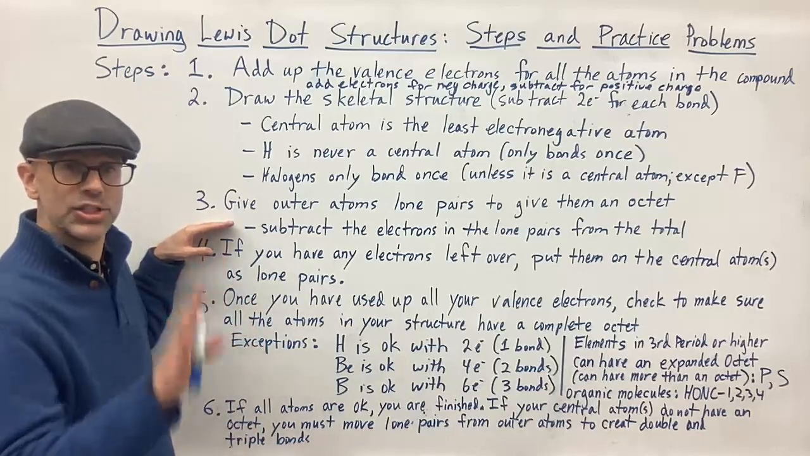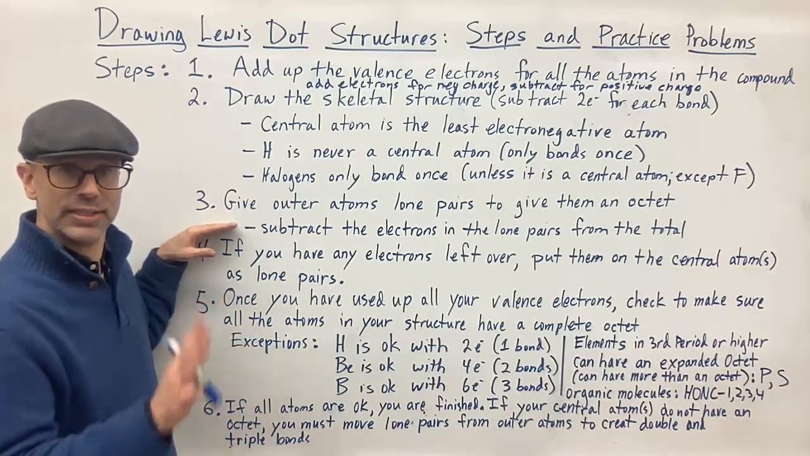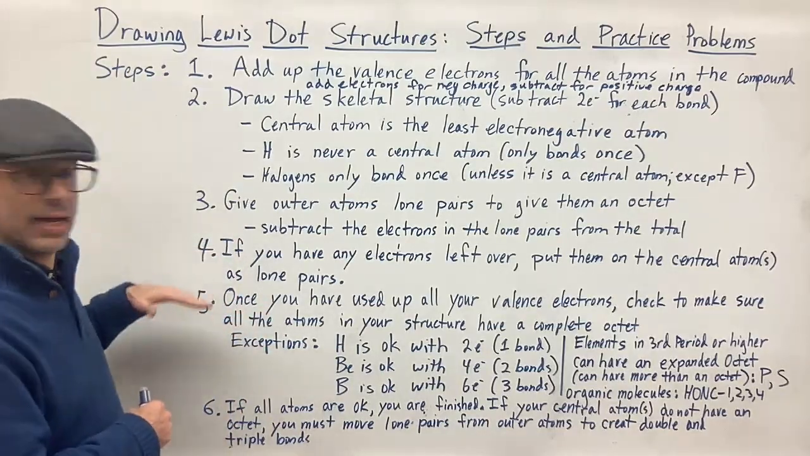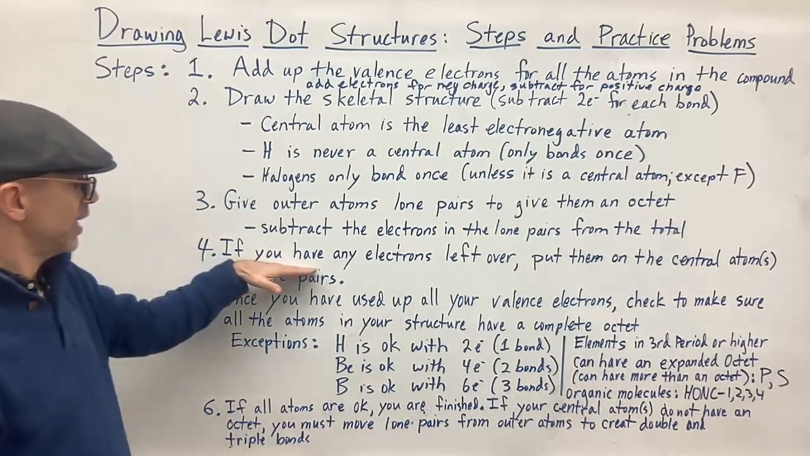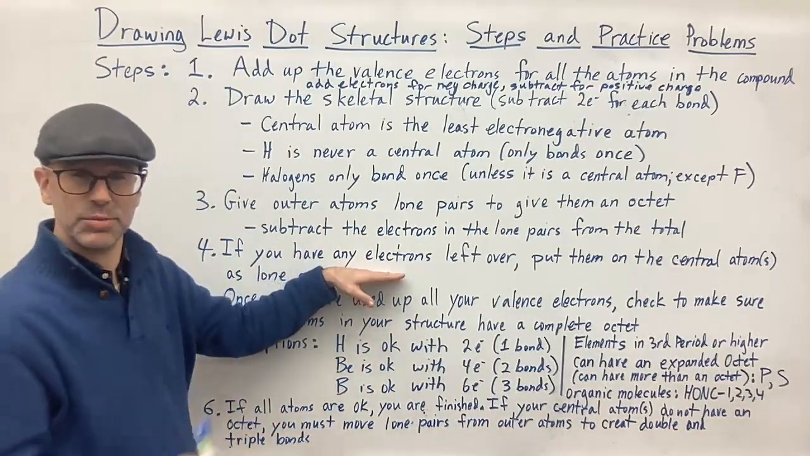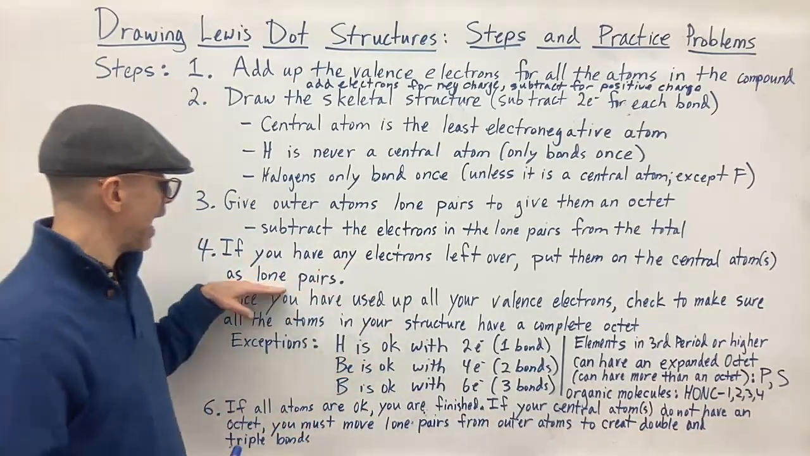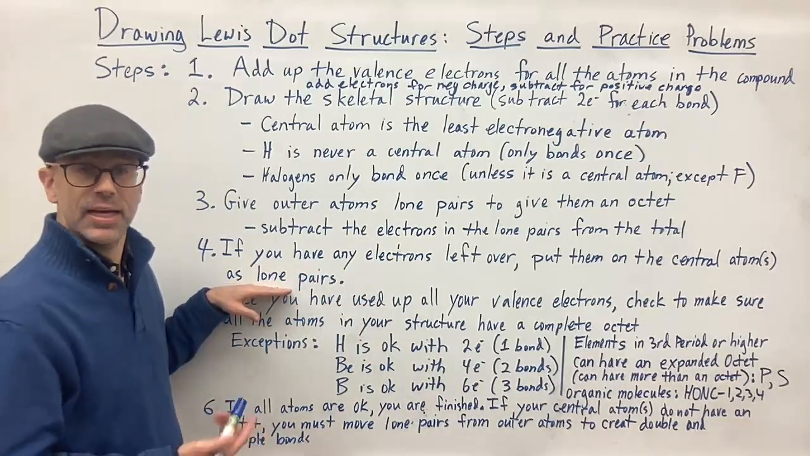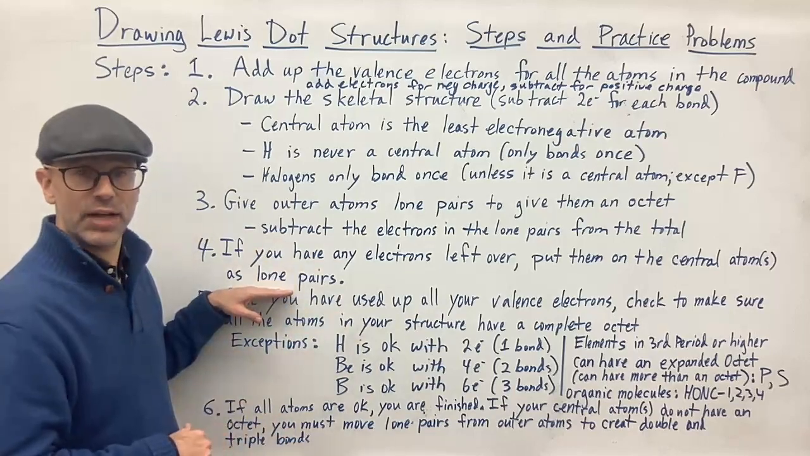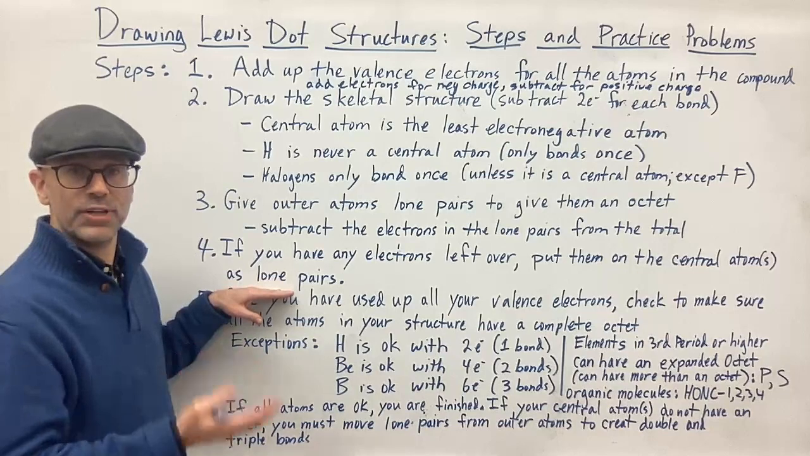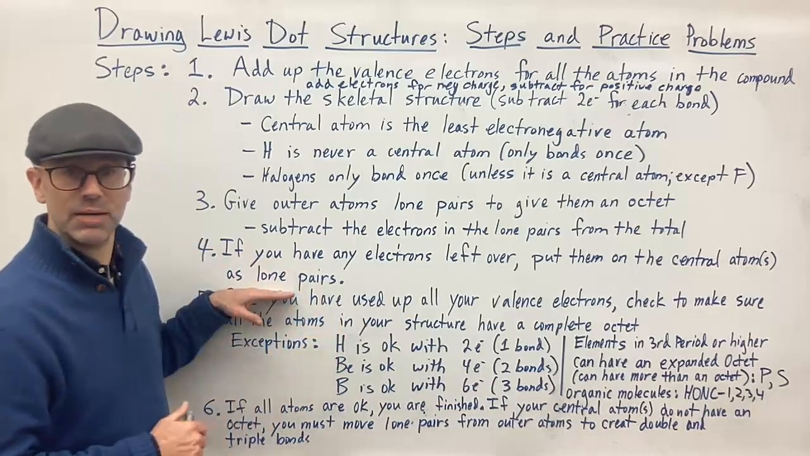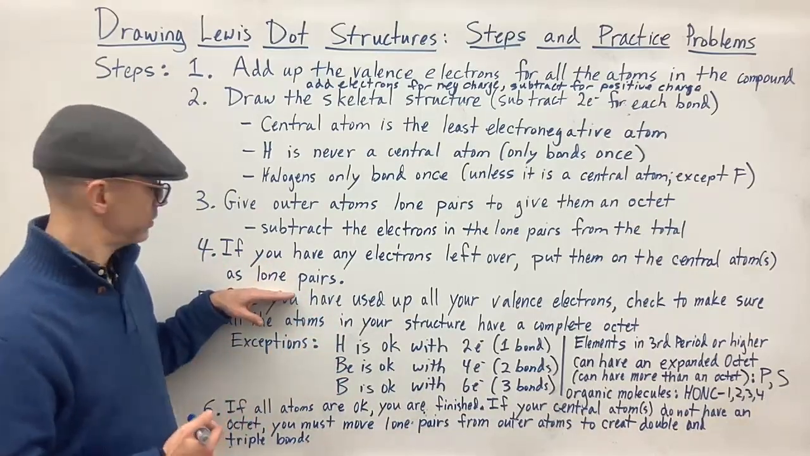At this point, you want to check your structure to see if everyone is happy, and I'll talk about that in a moment. But if you've got electrons left over, then at step 4, any electrons you have left over, you're going to put them on the central atom, or central atoms if you have more than one, as lone pairs to give them an octet. If you've got more than enough for an octet, then just keep putting them on the central atom. If you've got enough electrons left over to give your central atom 10 electrons, 12 electrons, go ahead and put them on the central atom as lone pairs.